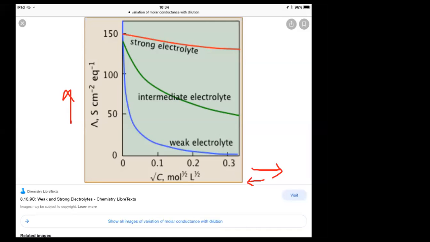So if I'm talking about a strong electrolyte, its conductance is always high. So even at a higher concentration, it will show that, and the change in its equivalent conductance is a gradual increase. To measure its equivalent conductance at infinite dilution, all you have to do is extrapolate the graph this way, and somewhere it is going to cross the axis, and that is the point from where you can measure the equivalent conductance at infinite dilution.